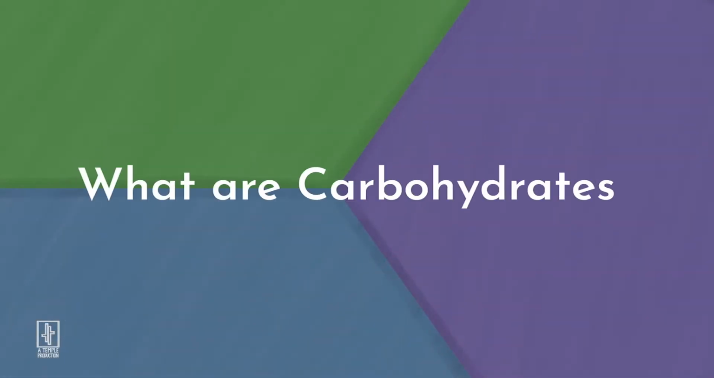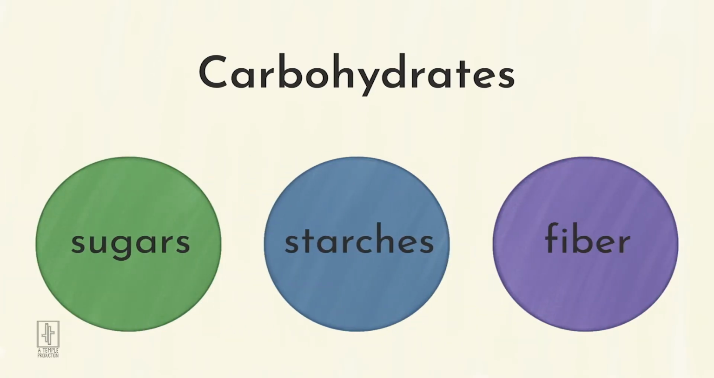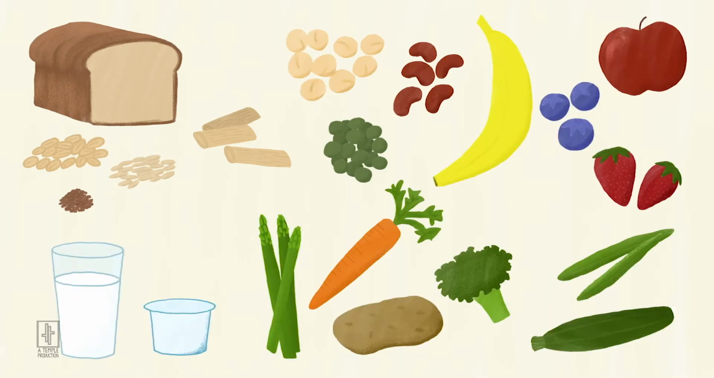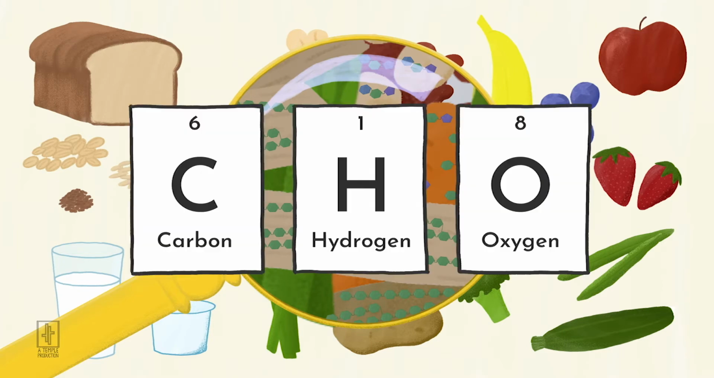What are carbohydrates? Carbohydrates are a nutrient group that includes sugars, starches, and fiber. They are found in grains, legumes, fruits, vegetables, and milk. Molecularly speaking, they are made of carbon, hydrogen, and oxygen.